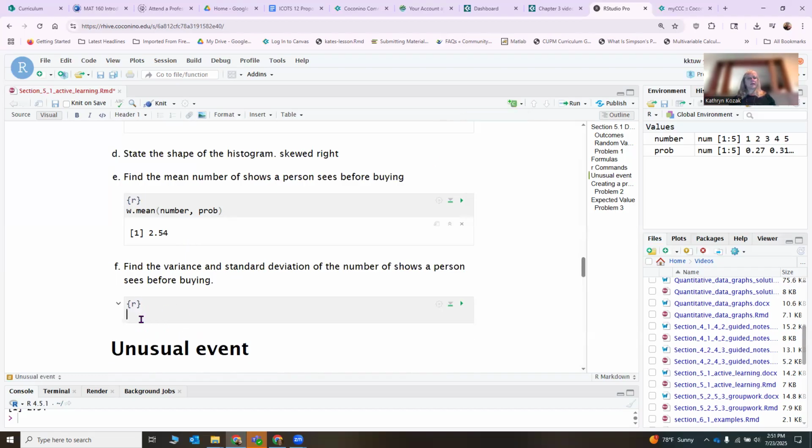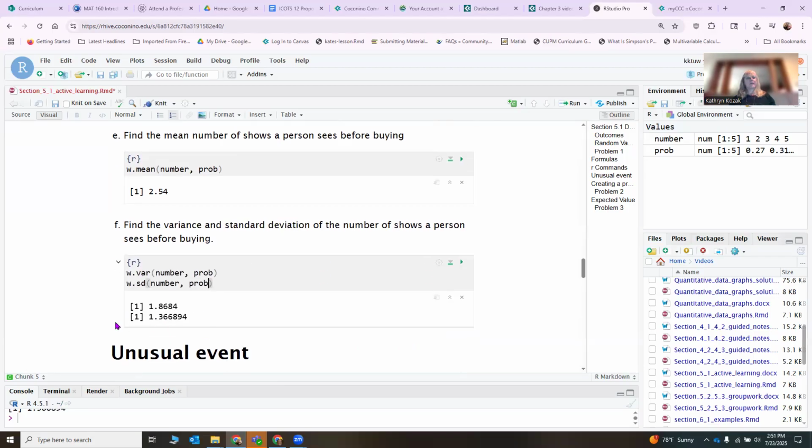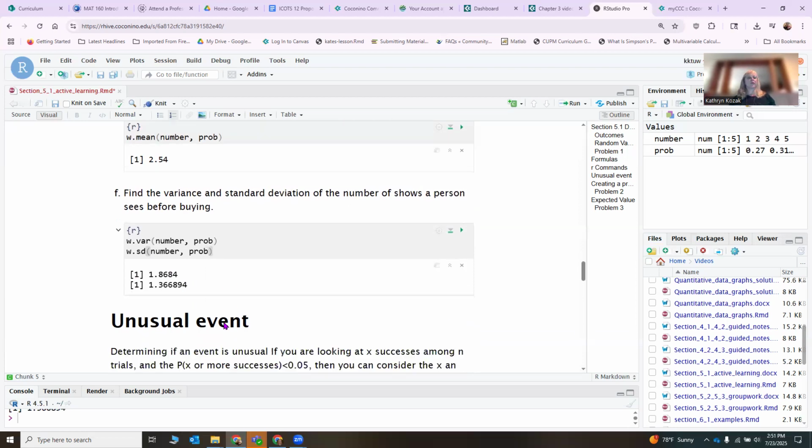Then we want to do the variance, which is w.var. And again, number and prob. And then I might as well this time I'll do w.sd. And again, I'll do number and prob. So run that. And the standard deviation looks kind of small. So 2.5 plus or minus 1, 2, almost 2.